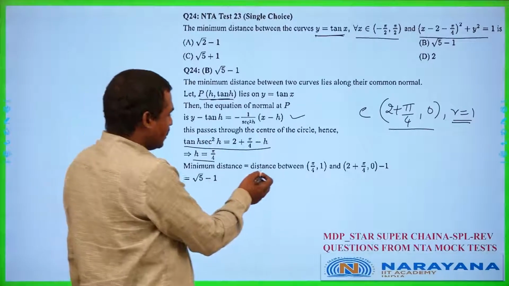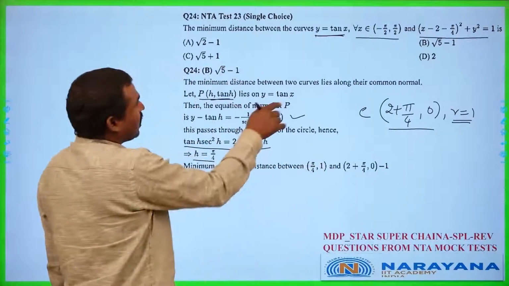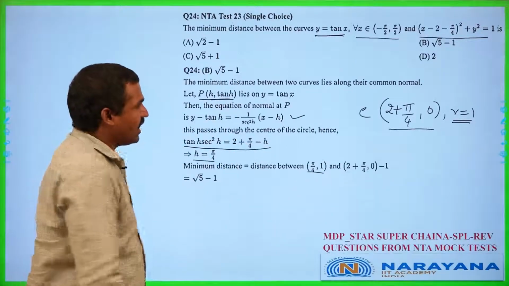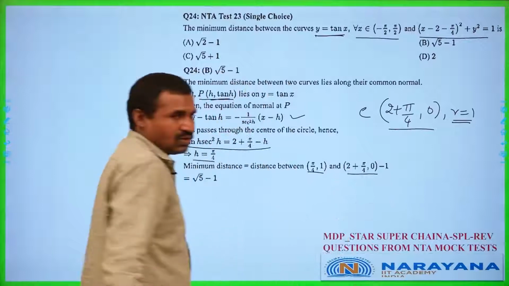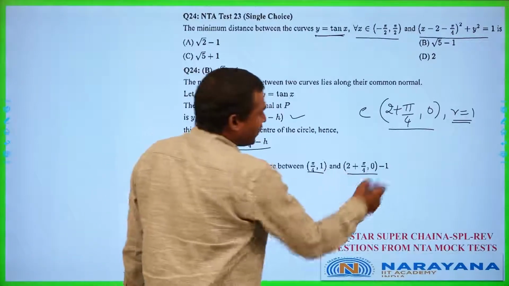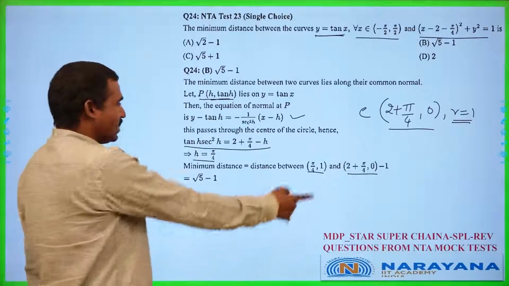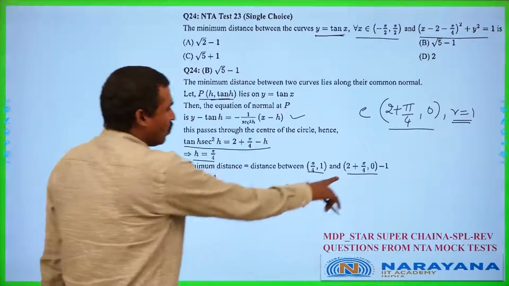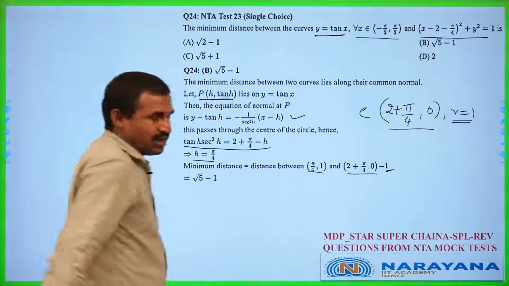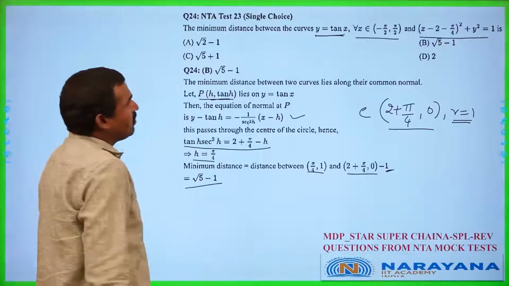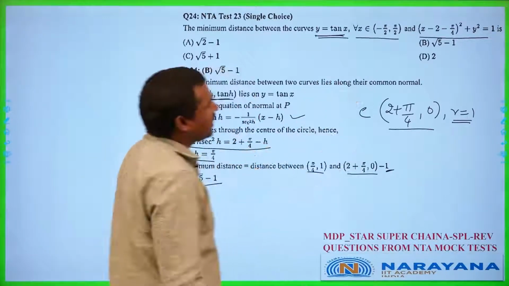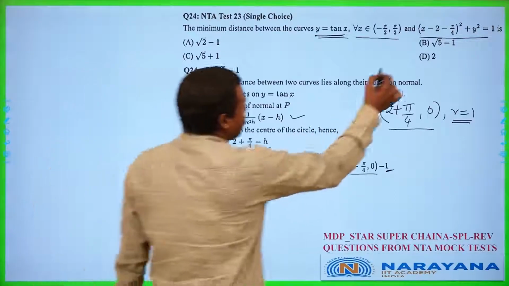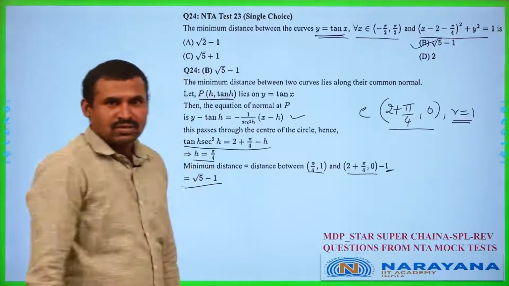Then the minimum distance is the distance between the corresponding point for x is equal to pi by 4, which is pi by 4 comma 1, and the center of the circle 2 plus pi by 4 comma 0, minus 1 for the radius. The distance between pi by 4 comma 1 and 2 plus pi by 4 comma 0 is root 5, and minus 1, that is the radius. So, root 5 minus 1 is the minimum distance between y is equal to tan x and x minus 2 minus pi by 4 whole square plus y square is equal to 1. So, option B is correct. Thank you.